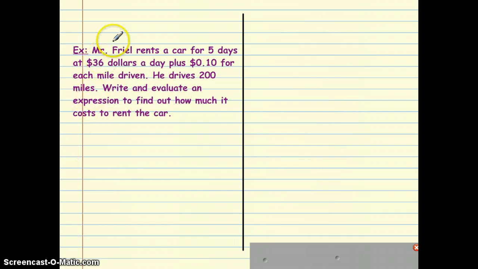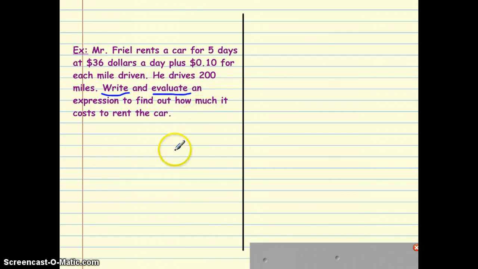Our last example, and I can already hear it in your head right now. I have to write all that? Yes, it is 3 sentences. You will survive. Mr. Friel rents a car for 5 days at $36 a day, plus 10 cents for each mile driven. If he drives 200 miles, write and evaluate an expression. So first we're going to write it, then we're going to figure it out.